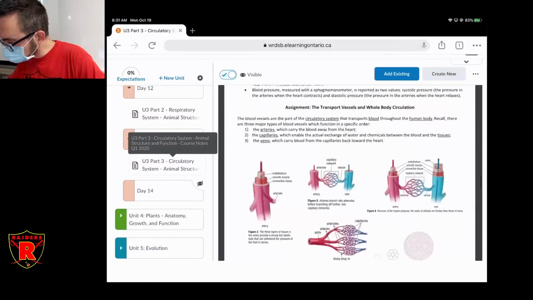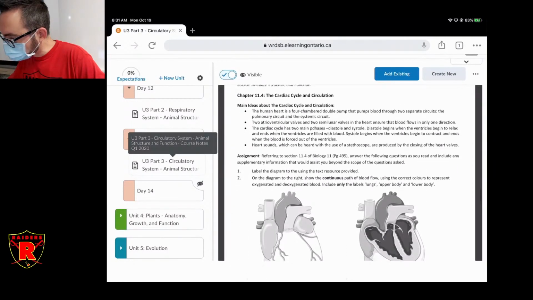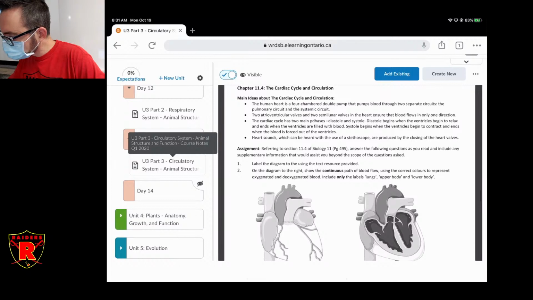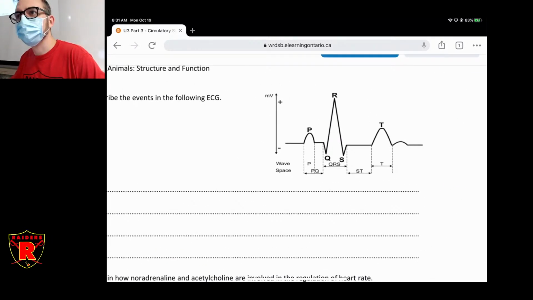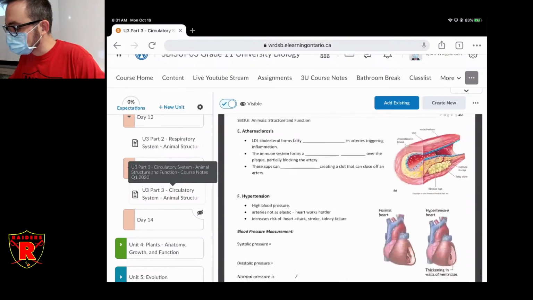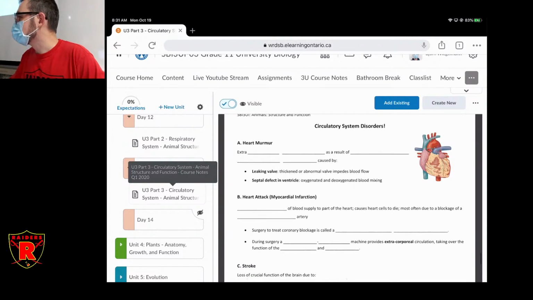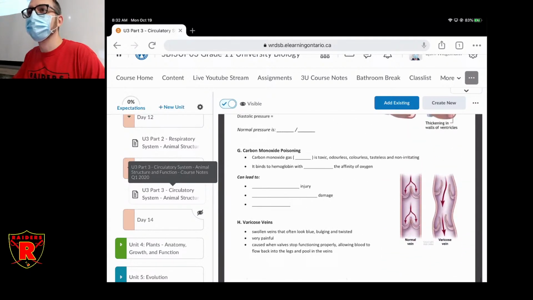So tomorrow we're going to talk about the cardiac cycle. So we're going to discuss how your brain controls your heart rate, and a little bit about how EKGs work, or ECGs, depending on which country you're in. And we're going to talk about some circulatory system disorders, just like we talked about some respiratory system disorders. So some potential ways that the system can go wrong. That's in the morning tomorrow.